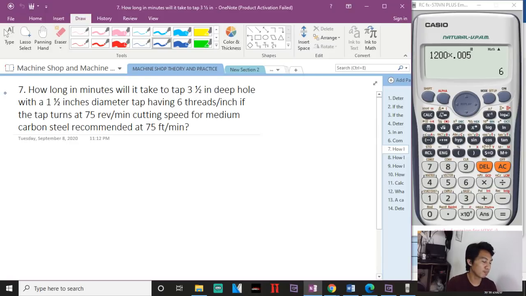Okay, ito naman. How long in minutes? Ibig sabihin time ang hinahanap. How long in minutes will it take up to tap? Ano ba yung tap? Kasi nga, yung lalagyan mo ng threading yung loob, di ba? That is tapping. To tap 3.5 inch deep hole with a 1.5 inch diameter tap having 6 threads per inch.